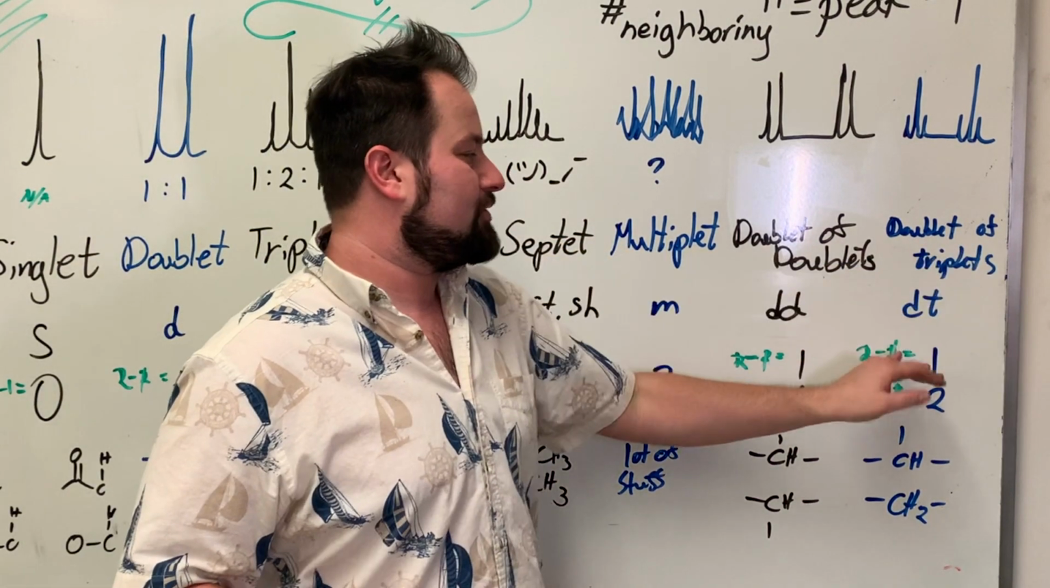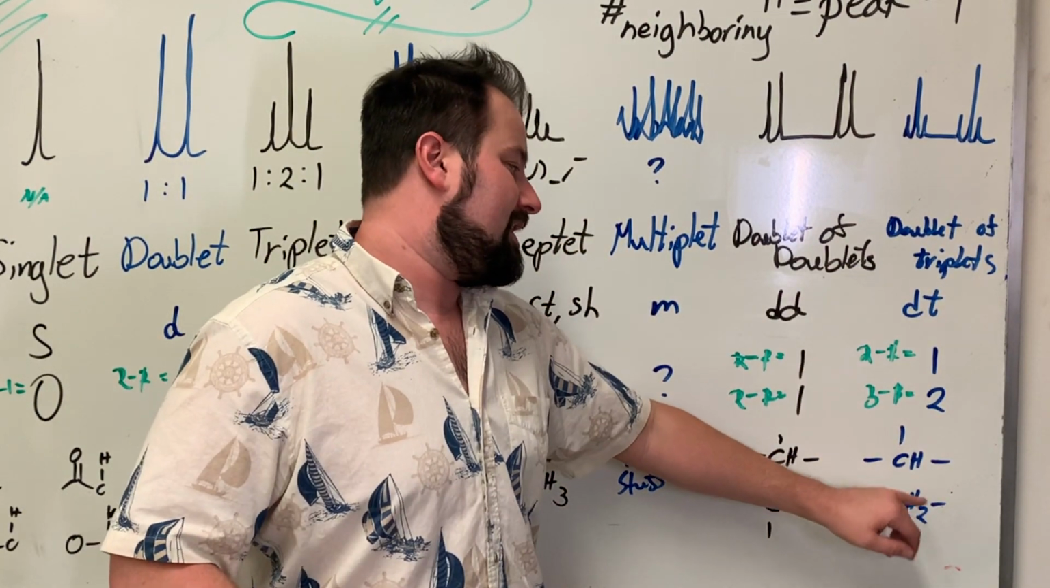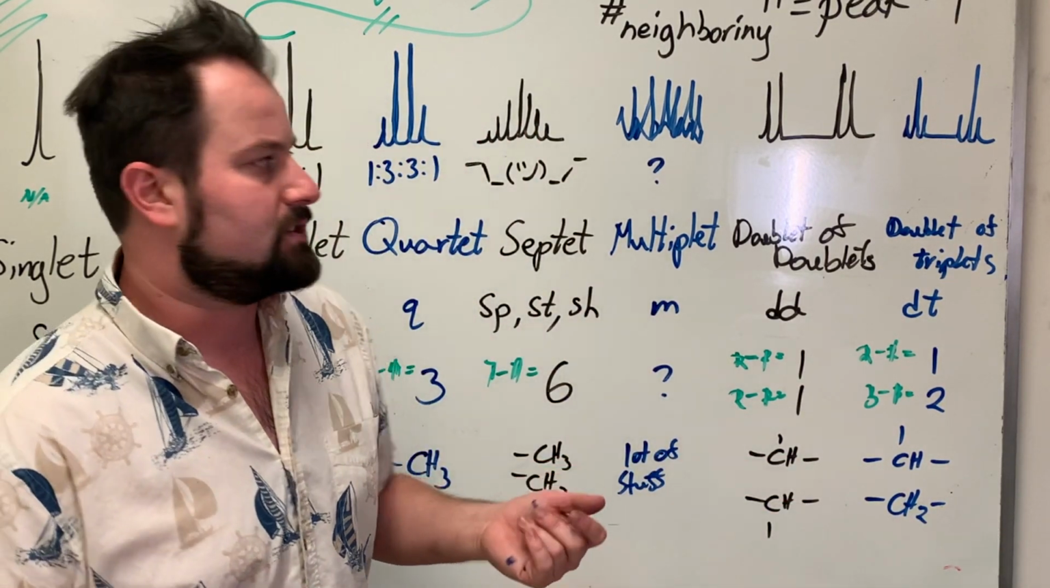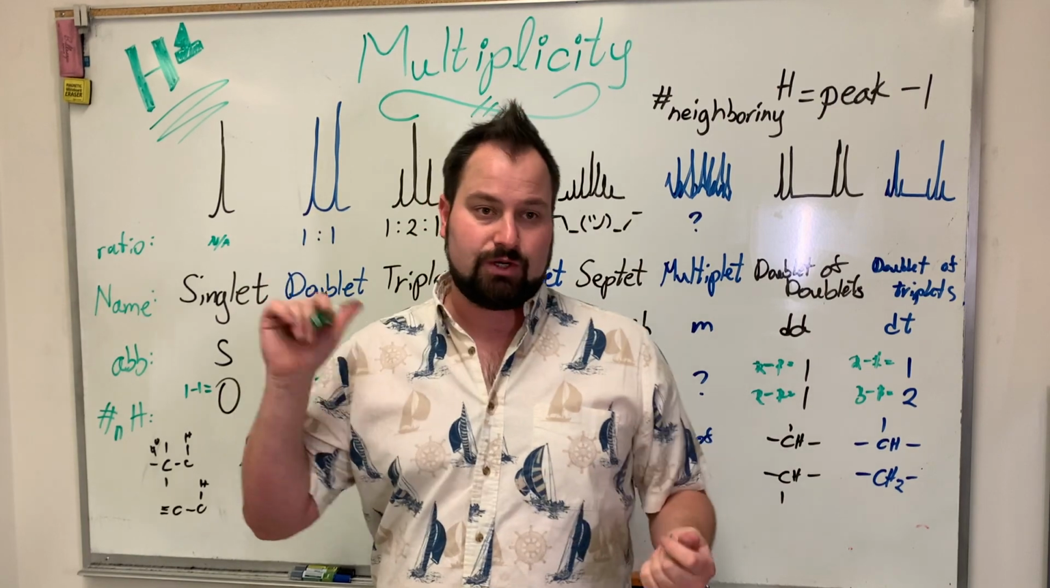This is a doublet of triplets, DT, 1 and 2, and so this is non-symmetric, a CH and a CH2. Obviously, those can't be symmetric. All of this is the main things that you use. I'm going to show you how to use it in just a moment.